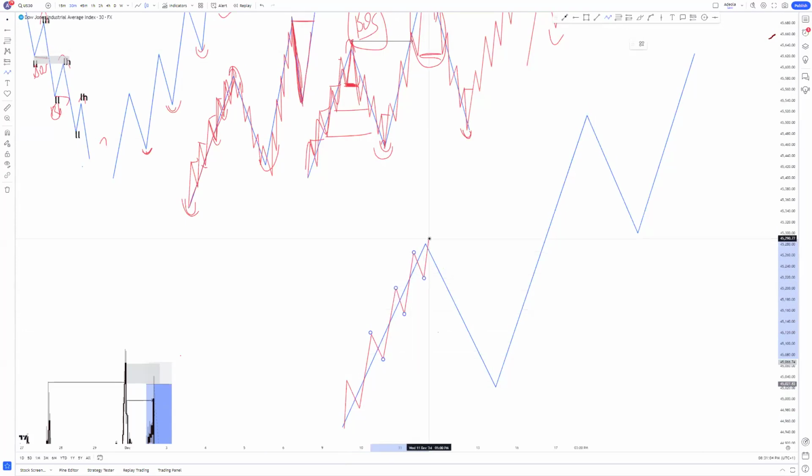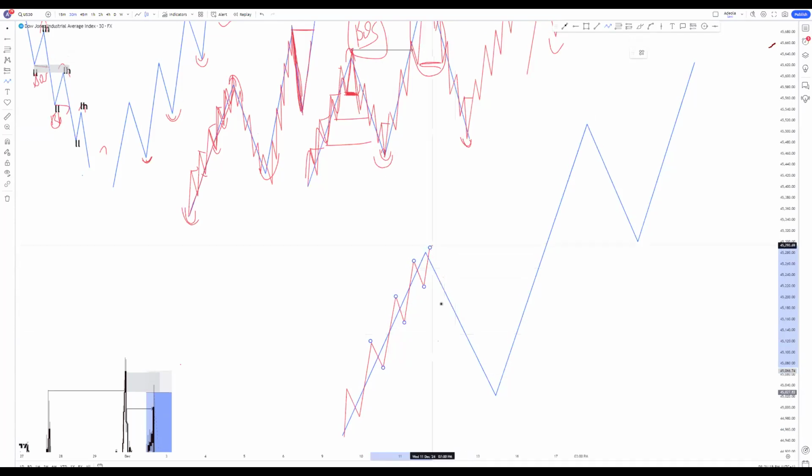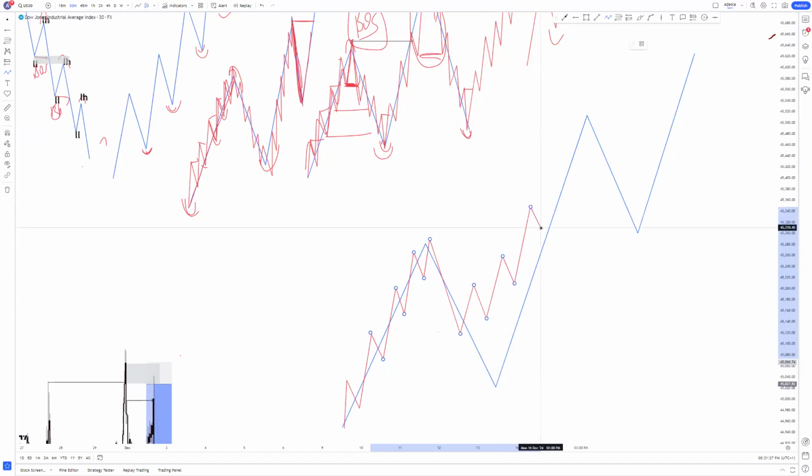All right. Now, if the structure is like this, at that point you are going to have that pullback, in the sense that price is going to come and take out one of the lows in the form of internal structure. This does not mean that price has changed character. Price is going to pull back to take out one of the lows in the form of internal structure before we continue buying to the upside.